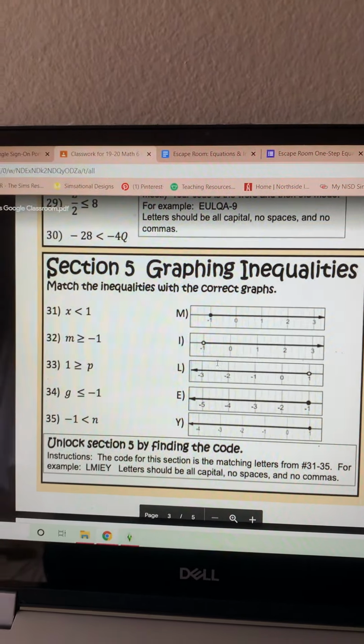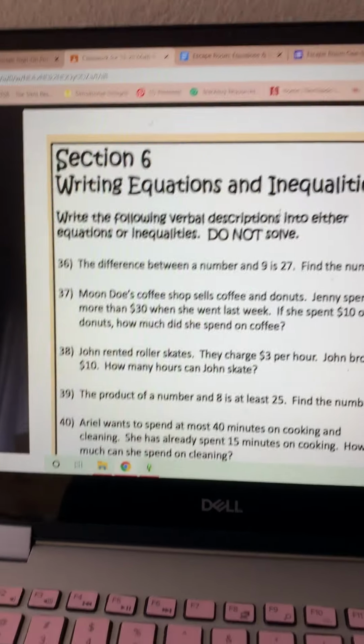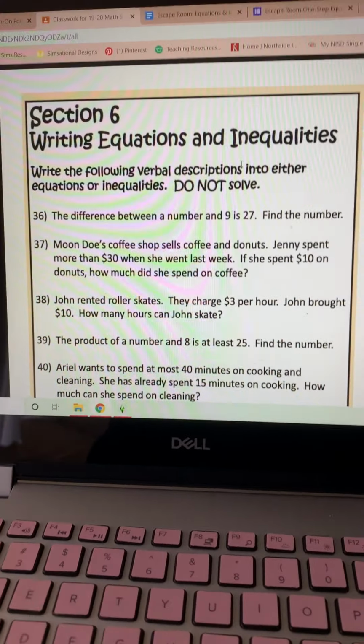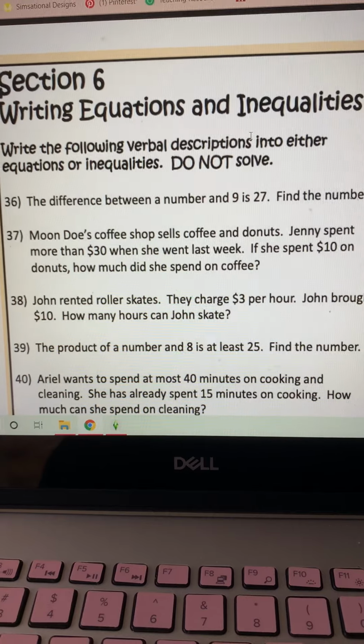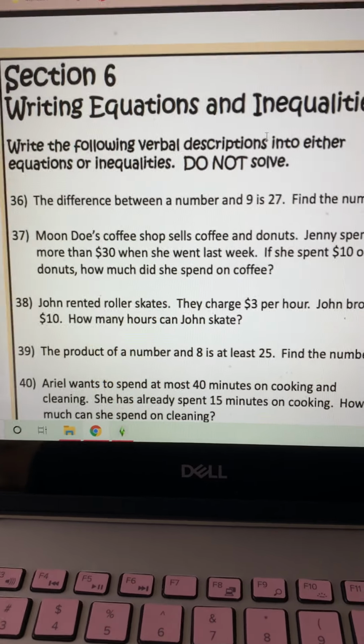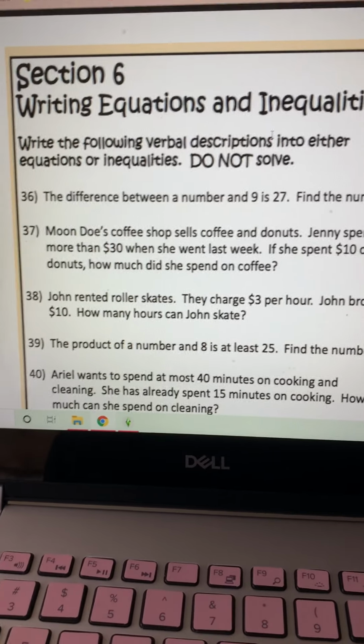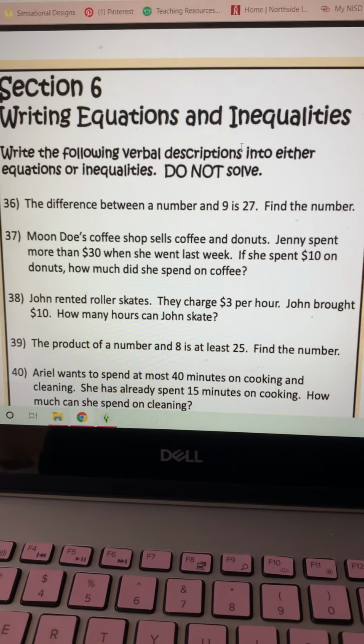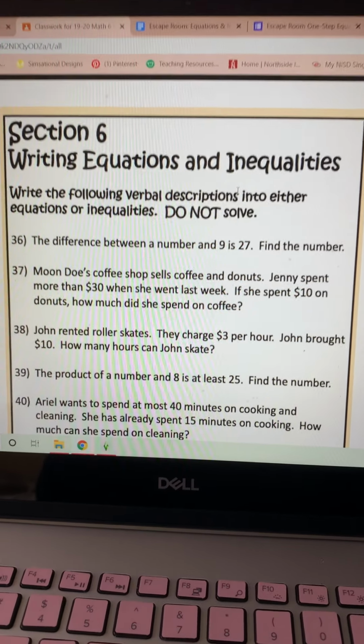Okay, section 6. All right, it says write the following verbal descriptions as either equations or inequalities. It says do not solve. So that means we don't want x is equal to something. We just want you to write the expression or equation that goes with it, or inequality that goes with it. Okay, we just want you to form an inequality or equation.